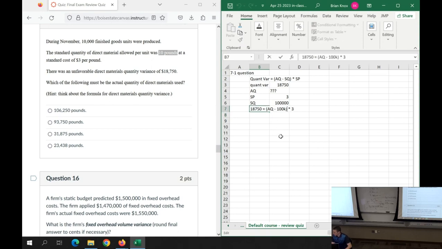All right, I'll write that out so we don't think K is another variable. All right, 18,750 divided by 3, 6,250. So now we have 6,250. I just divided both sides by 3 to get that 3 away. 6,250 equals (AQ minus 100,000). Actually, I'm going to parentheses it all there. And so AQ is simply equal to 6,250 plus 100,000. Right there.